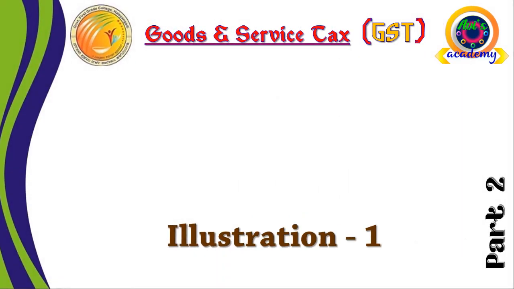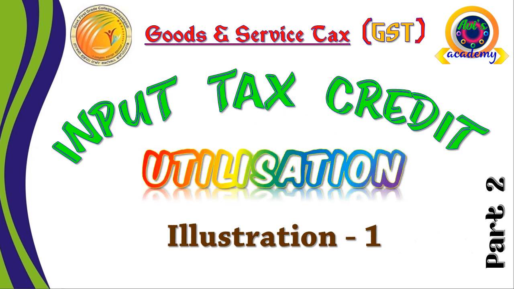This video is a continuation of our previous computation where we have calculated net tax payable using the output tax liability and the input tax credit available in the electronic credit ledger. We have utilized the credit for a distributor who supplies goods to a wholesaler. So we'll be continuing towards the calculation where the wholesaler supplies the goods to a retailer and the retailer to the final consumer. How we are going to utilize the input tax credit in these scenarios, let us discuss.